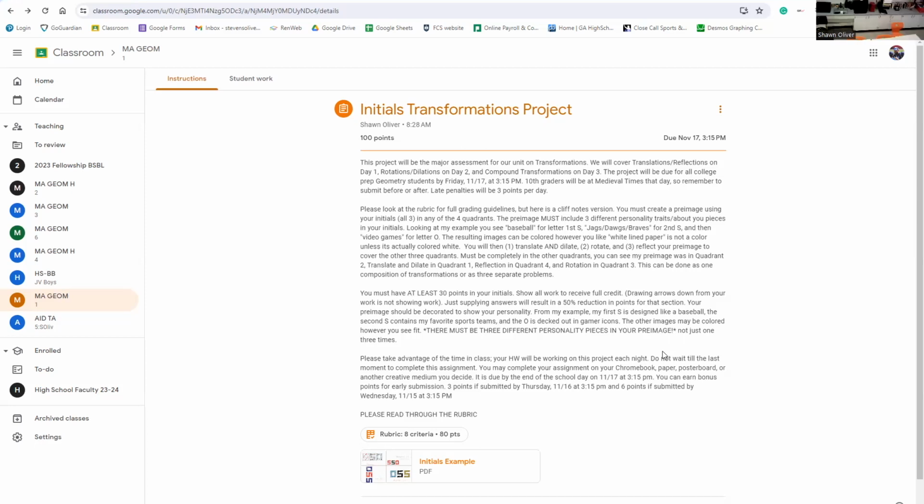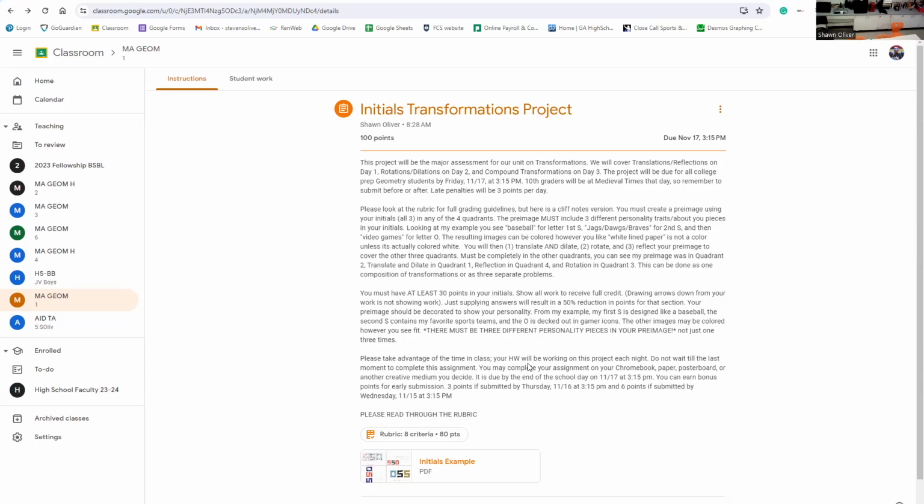Take advantage of the class time you get. Your only homework for this unit will be this project. So technically, when you get your translation and reflection, your homework that night could be reflecting your pre-image across. And then when we do rotation, your homework could be rotating your pre-image across. It's only 30 problems, which you can knock out in about 10 minutes with graphing. Now, I do have some bonus point opportunities, but before I get there, let's talk about how you're going to complete it.